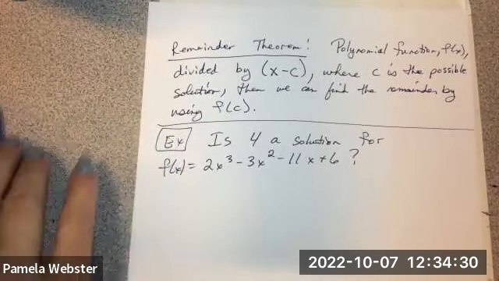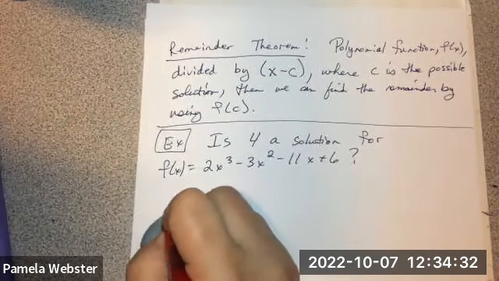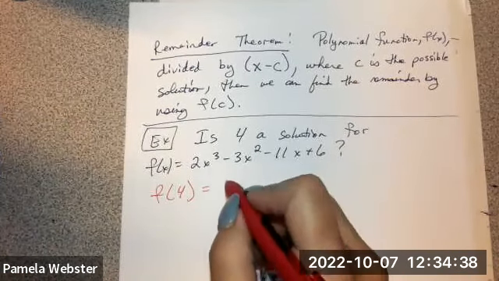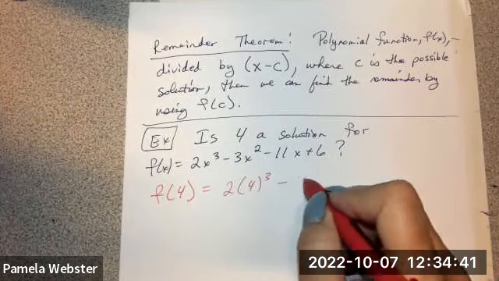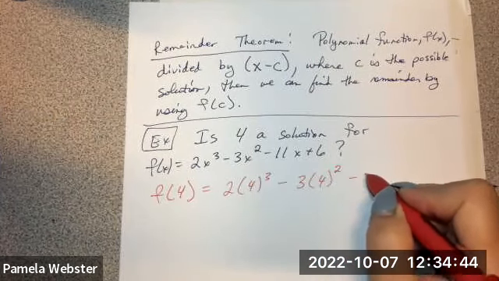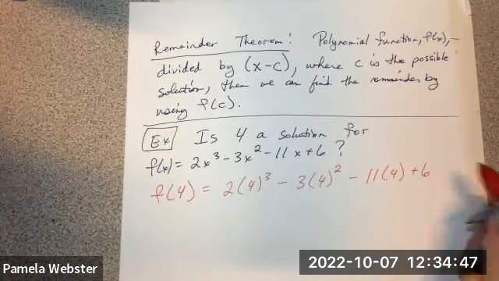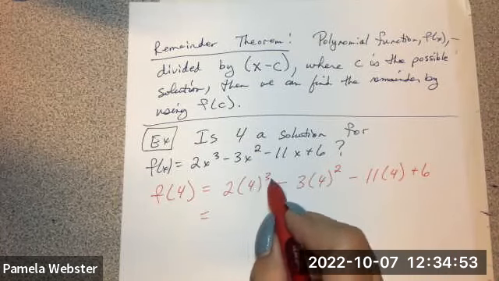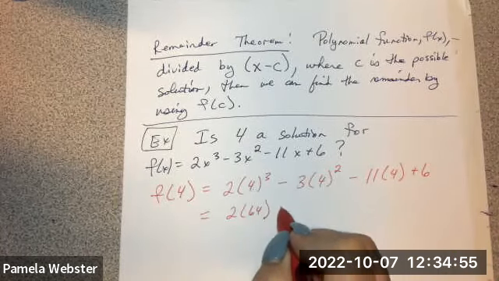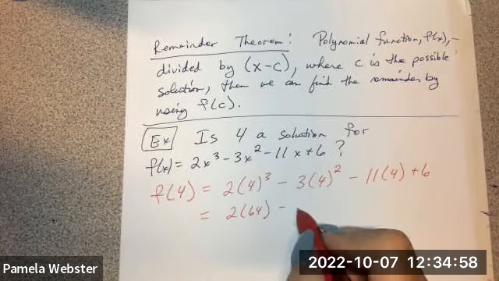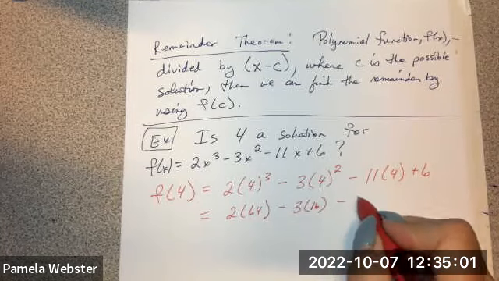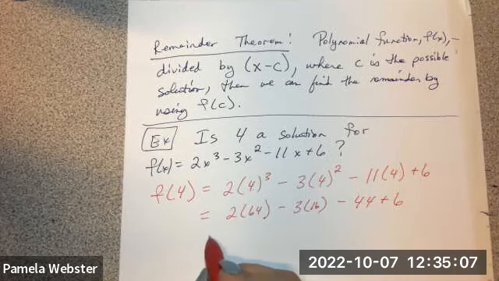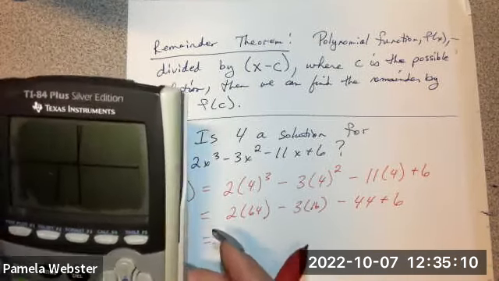So what would you do? You come up here, you find your f of x, and you find f of 4, okay? So if I plug that f of 4 in, then I've got 2 times 4 cubed minus 3 times 4 squared minus 11 times 4 plus 6. Okay. Well, 4 times 4 is 16, and 16 times 4 is 64. So this is 2 times 64, I'm pretty sure, minus 3 times 16, minus 44 plus 6. And I'm not sure what that is, but it's a pretty big number. Let's check it and see.